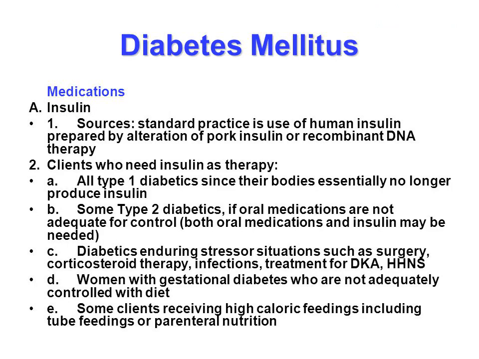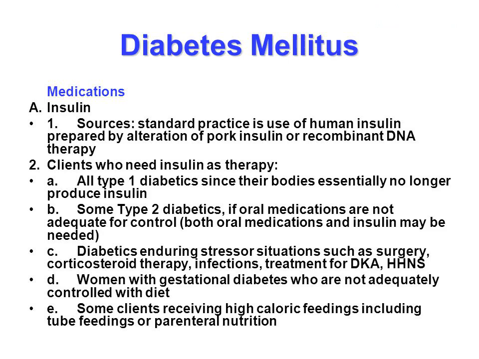Diabetes mellitus. Insulin. Medications. A. Insulin. 1. Sources. Standard practice is use of human insulin prepared by alteration of pork insulin or recombinant DNA therapy. 2. Clients who need insulin as therapy. A. All type 1 diabetics since their bodies essentially no longer produce insulin.